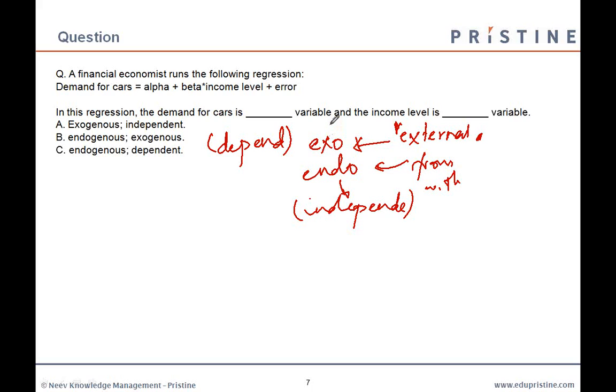Right, I think Pooja has answered this. How about others? Yeah, basically endogenous and exogenous, right? So demand for car is endogenous, that is demand for car is independent, and income level is exogenous, that is it is dependent. So that's all. All right, a simple question. Anyway, you can't expect such questions to come on the exam, but I thought I'll just put this question primarily to give you some idea of the terminologies that you may expect.